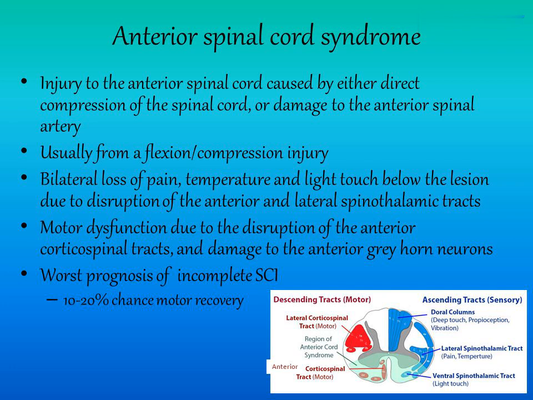Injury to the anterior spinal cord is caused by either direct compression of the spinal cord, or damage to the anterior spinal artery, usually from a flexion/compression injury. There is bilateral loss of pain, temperature and light touch below the lesion due to disruption of the anterior and lateral spinothalamic tracts. Motor dysfunction is due to disruption of the anterior corticospinal tracts and damage to the anterior gray horn neurons.